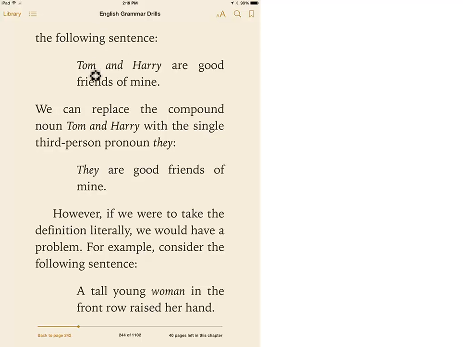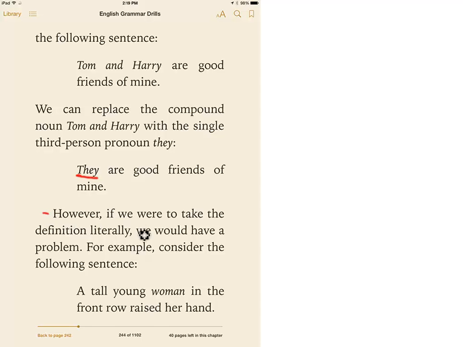So in the following sentence, Tom and Harry are good friends of mine. Tom and Harry are the nouns. So we can replace Tom and Harry with they. They are good friends of mine. So that's where you can see that the personal pronoun they can replace one or more nouns. Okay? Now, it says, however, and I'm just going to read this to you because it's important.